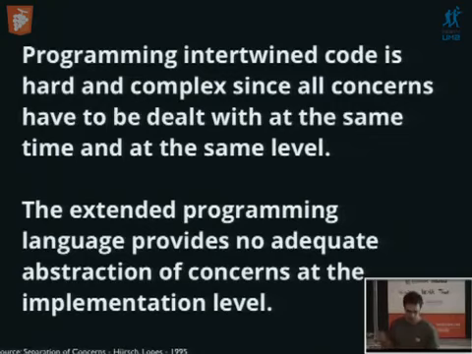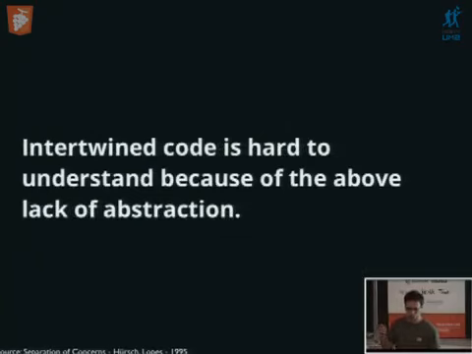So that's one point. The second one, intertwined code is hard to understand because of the above lack of abstraction. So yeah, you read code more often than you write it, right? So if you have lots of stuff going on with different things, and you look at it, it's hard to understand, instead of if it would just be one thing.